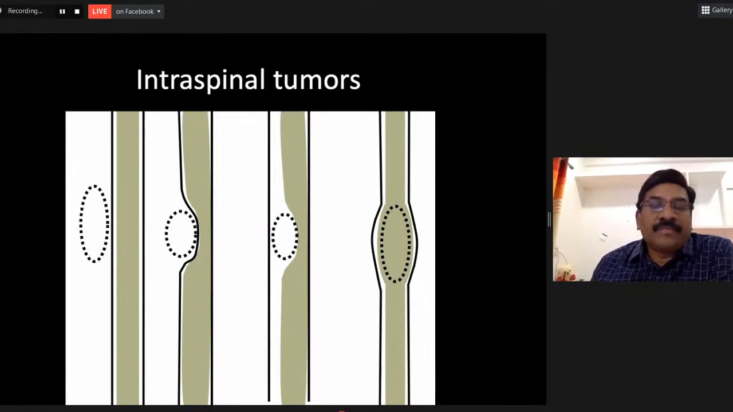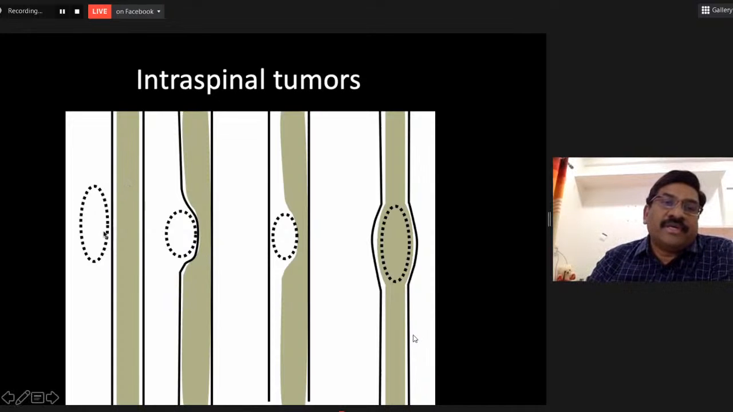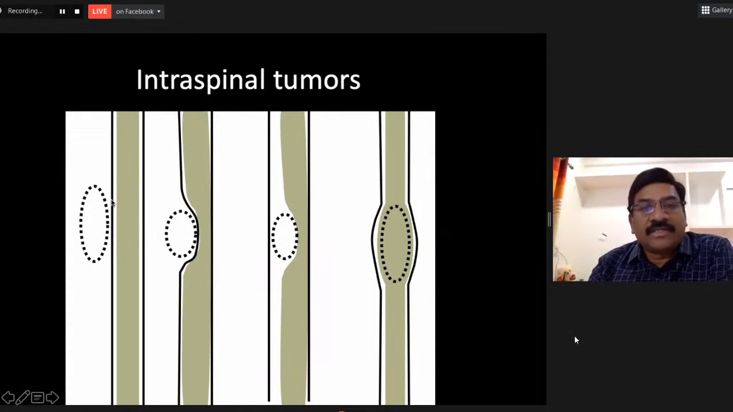The tumors can be extradural. The first image here is the extradural tumor. The black line is the dural sleeve, and the light green one is the cord. The lesion is in front of the dural sac. It is called extradural. And if it is compressing, it is a compressing extradural lesion.